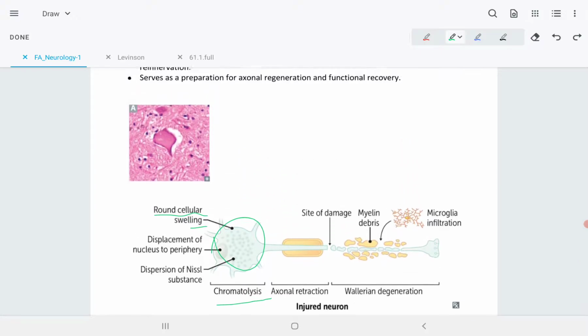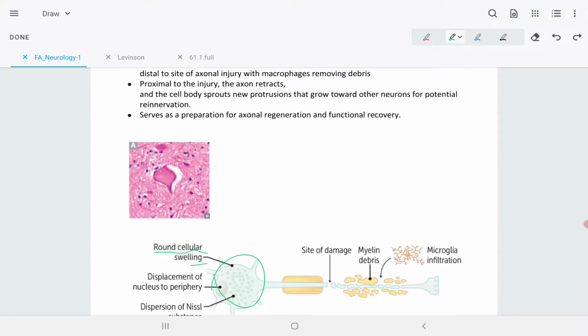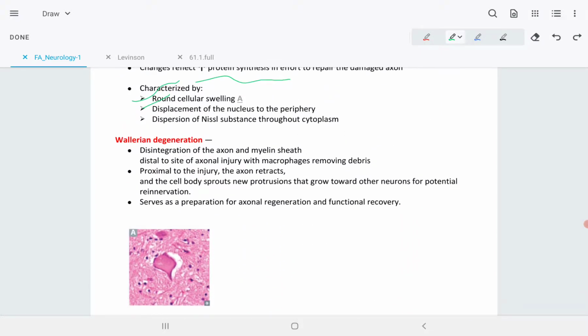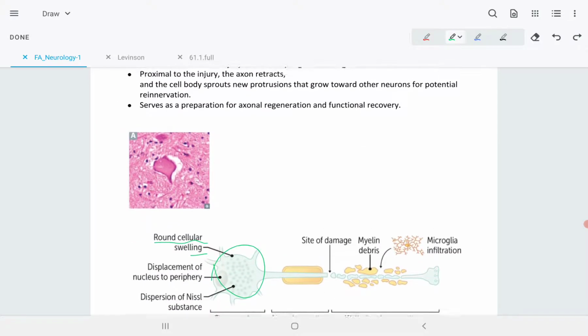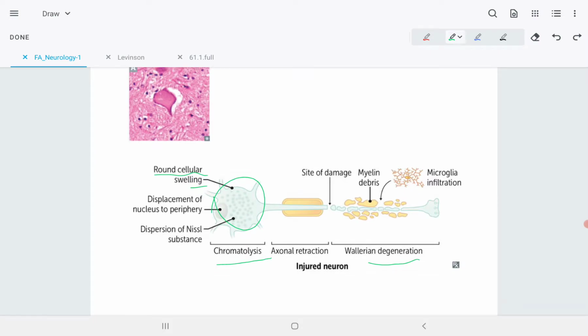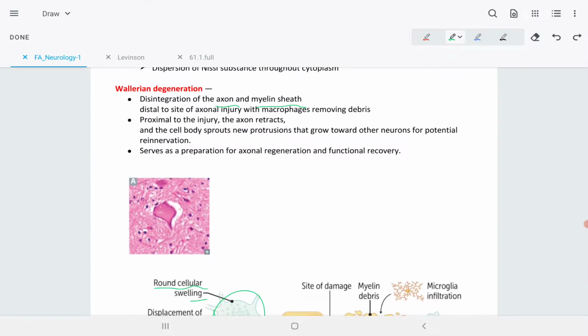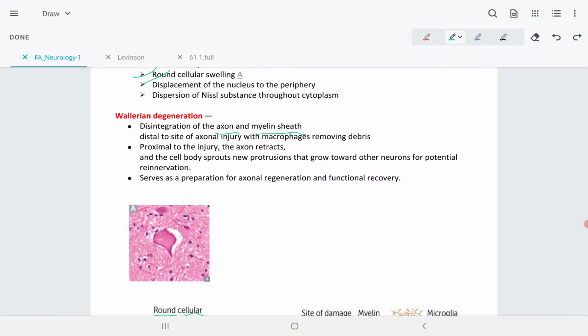Now comes Wallerian degeneration. What is this? Disintegration of the axon and the myelin sheath. Look at this: the axon and myelin sheath are disintegrated. What is its main function? It serves as a preparation for axonal regeneration and functional recovery.